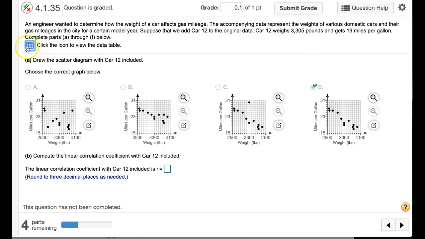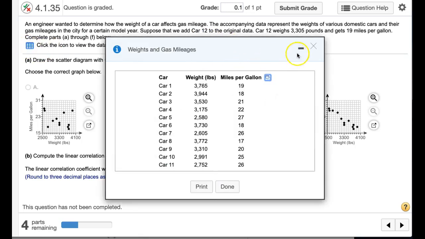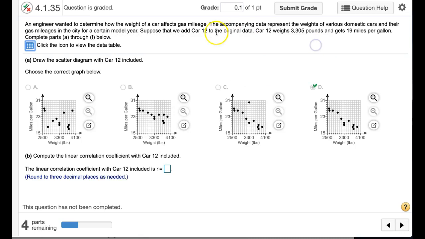What it's saying is, with this original data, what would happen if we added car 12, where you have 3305 and then 19 miles per gallon? Thinking there's going to be a relationship between the weight of a car and how many miles per gallon, and it looks like there is just by inspection of the graph. This is the correct answer here. The more a car weighs, the less miles it gets per gallon.